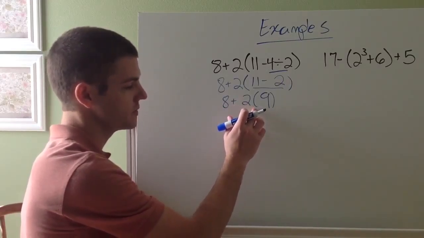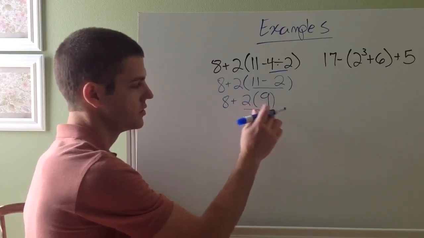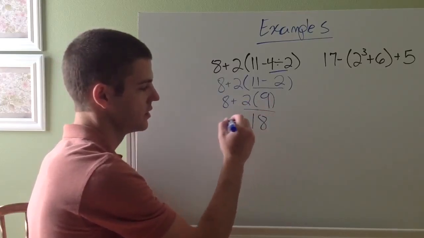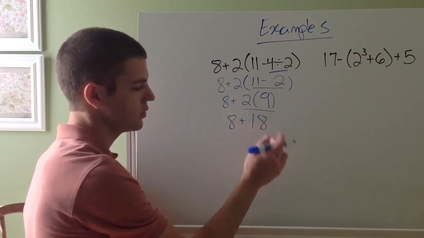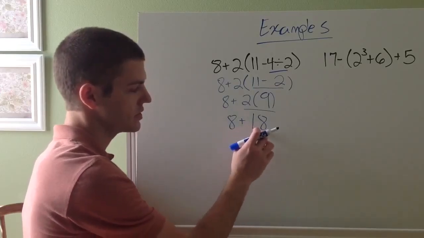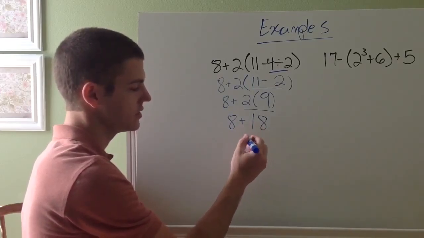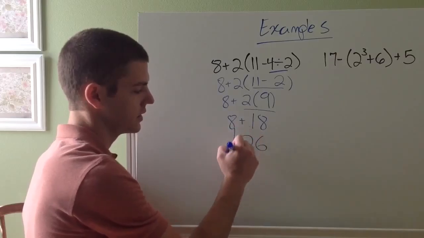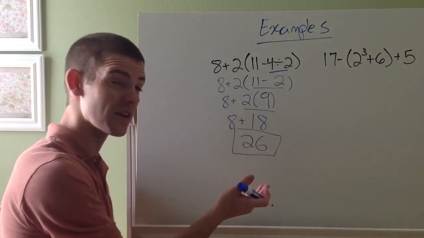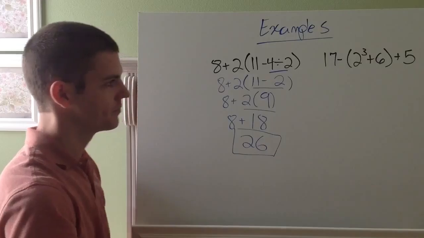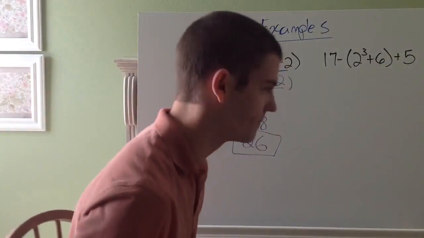So addition and multiplication. Multiplication comes first. 2 times 9 is 18. And then 18 plus 8. Well, I know 8 plus 8 is 16. Plus that 10 is 26. That's our answer. And I boxed it in so that I know exactly where my answer is. Let's look at the next one. Let me scoot over there.